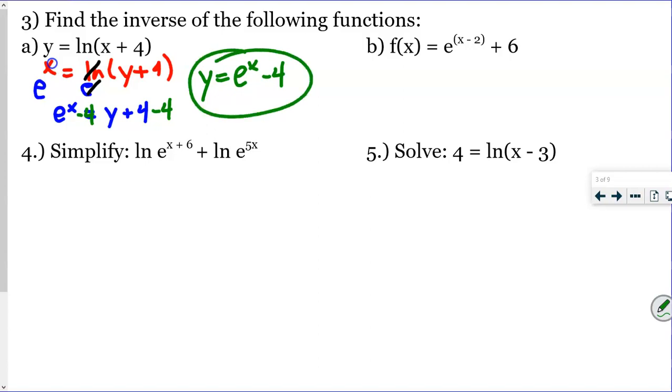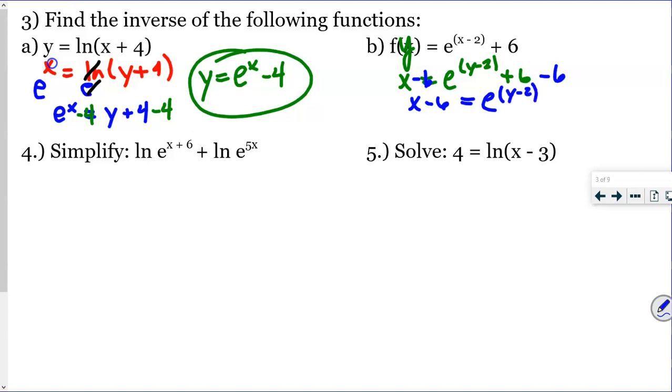Our next one, we're calling this our y, right? So we're going to swap x and y. So x equals e to the y minus 2, plus 6. We are going to subtract that 6 from both sides. So this is going to be x minus 6 equals e to the y minus 2.